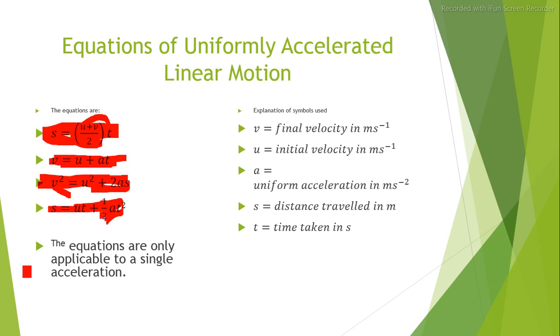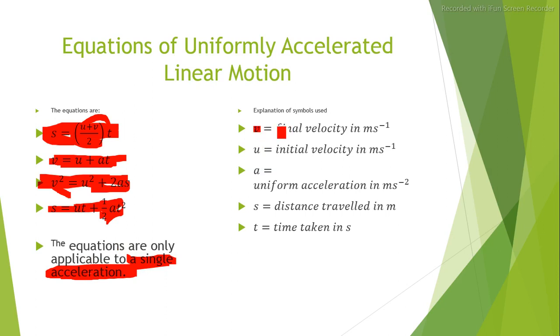The equations are only applicable to a single acceleration. We have some questions in which the motion will be divided into stages. In such cases, you cannot use these equations. You can only use them for a single acceleration. We have five letters or symbols that are used in the equations. So what do those symbols or letters represent?